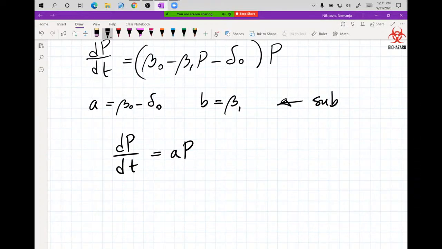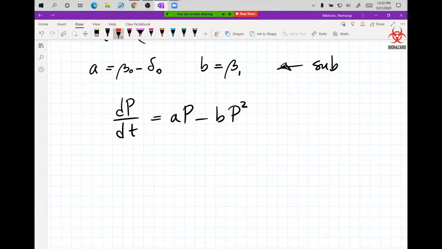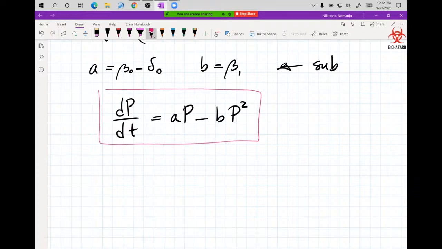So we simplify this into something like this, right? This P would distribute inside. So this guy and this guy make your A, and then times P is AP. And then you have your beta 1 is B, and then P times P is P squared. So that's just plugging things in. And then there you have it. This is the differential equation we need to solve.